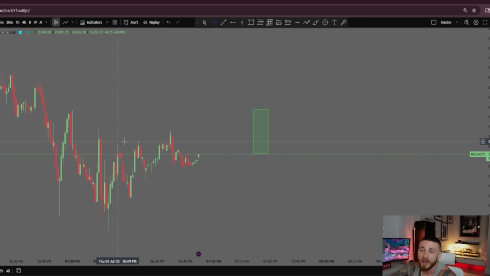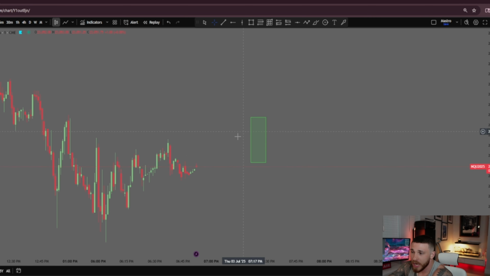People do blue and black, blue and red, whatever color you want. It's totally up to you. This is what I use. So for our bullish candle, we're going to keep it green.